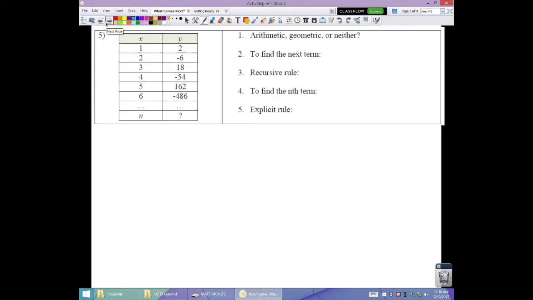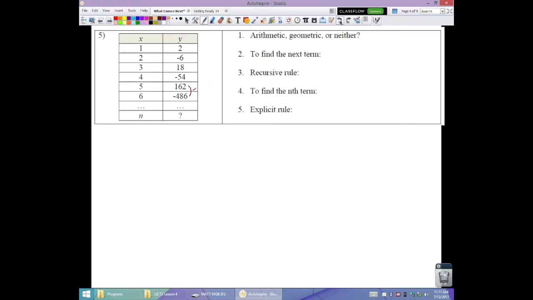Number 5. Starting from the back, negative 486 minus 162 is negative 648, and 162 minus negative 54 is 216. So those are definitely not the same answer.